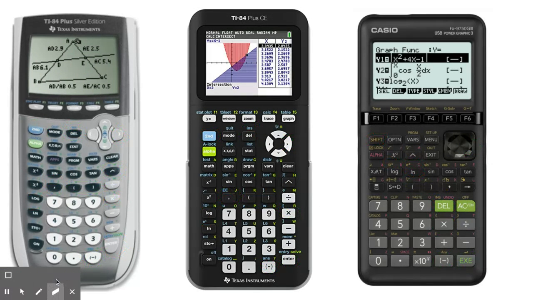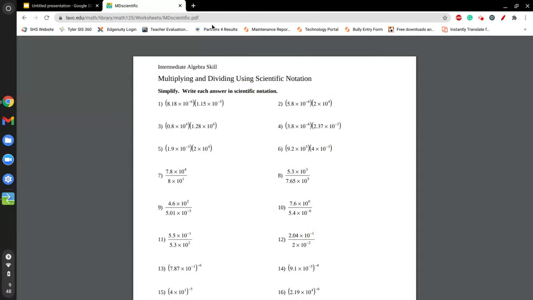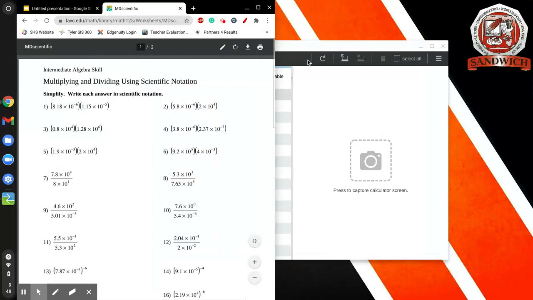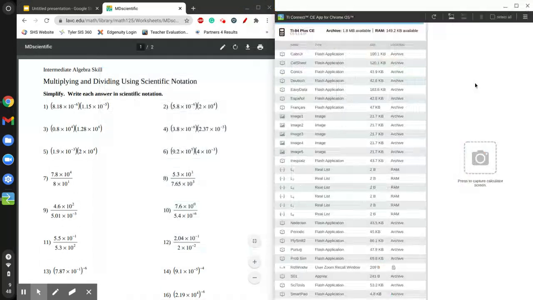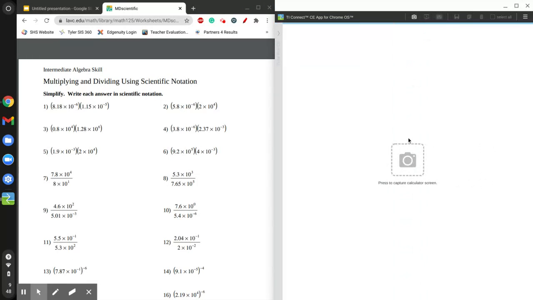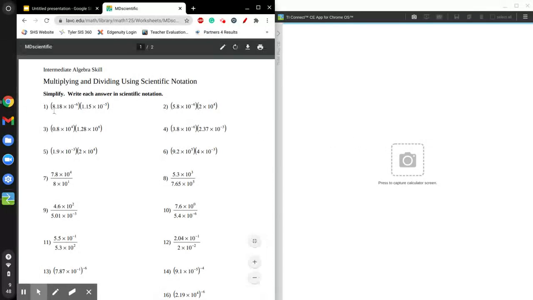So let's do some examples here using the calculator. Now, again, because this is something that I'm doing on the fly, I'm going to try to use these screen captures in order to show you what it should look like on the calculator when you're plugging these in. Okay, so we're just going to start with number 1. So it looks like it's going to be 8.18 times 10 to the negative 6th power times 1.15 times 10 to the negative 5th power.